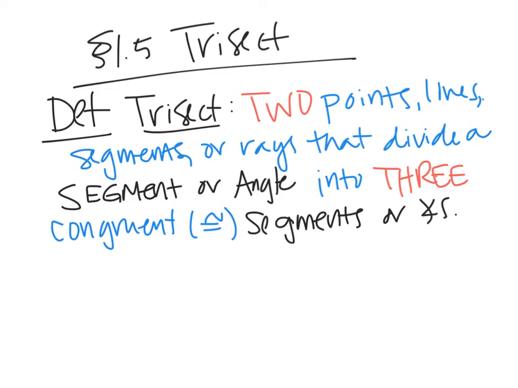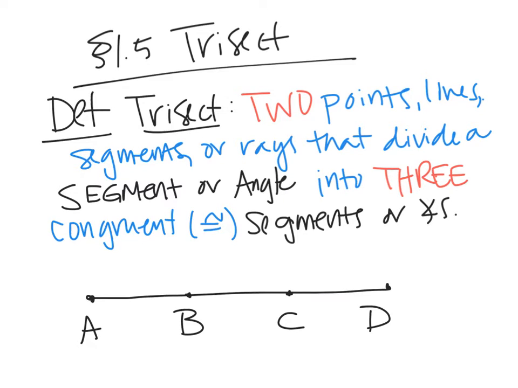segments or angles. So if I told you that points B and C trisected line segment AD, we could say that line segment AB was congruent to BC is congruent to CD. Conversely, if I flip that definition, if I said that AB was congruent to BC was congruent to CD, then I could say that B and C trisected line segment AD.